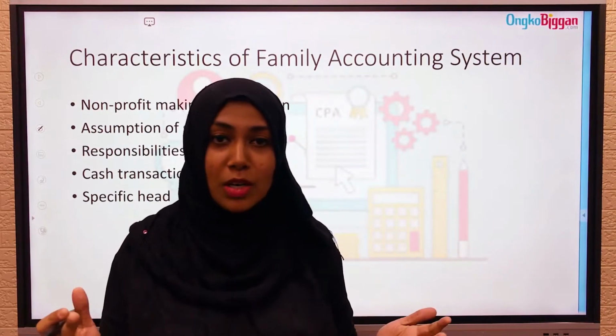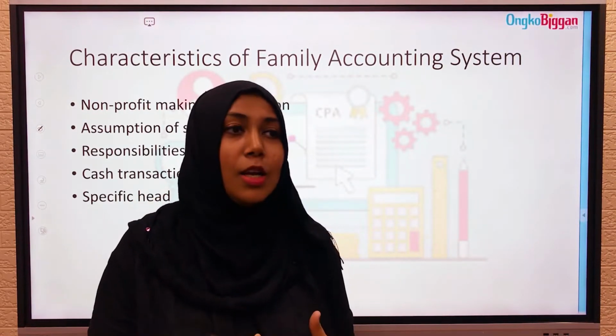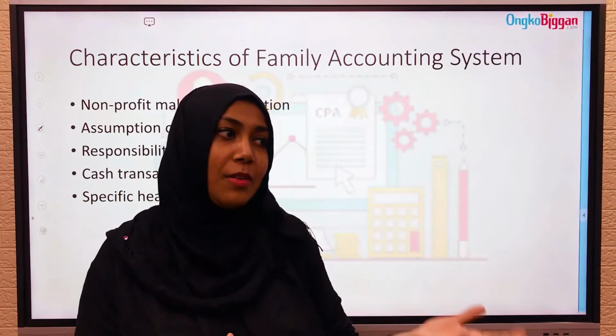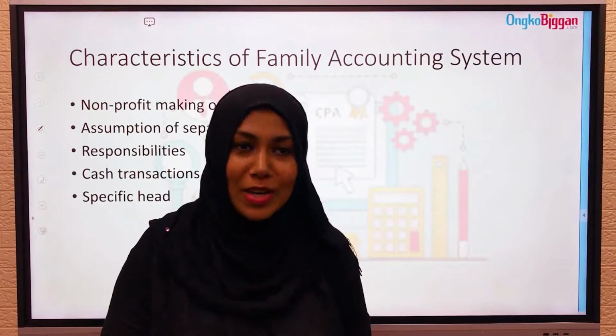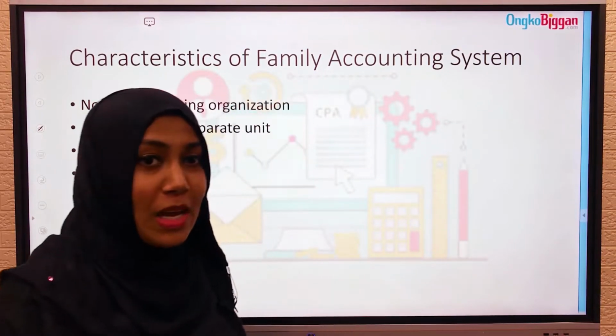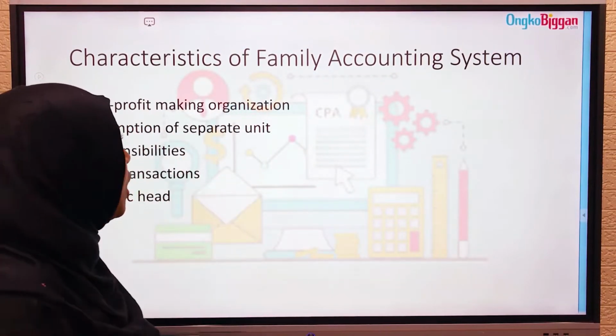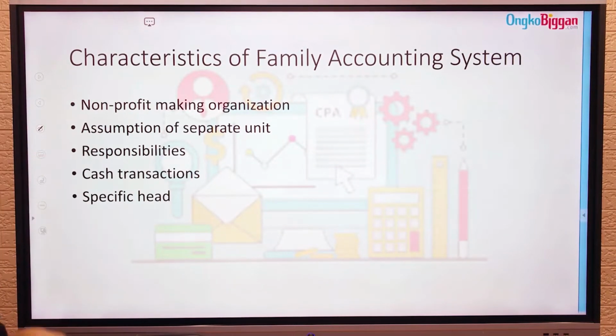Family is not an organization, it's just a family, right? So you cannot expect to get some profit as feedback. As a feedback, you can only expect happiness, right? So for that reason, this is one of the features of the family accounting system, that it's a non-profit making organization. Secondly, assumption of separate unit.